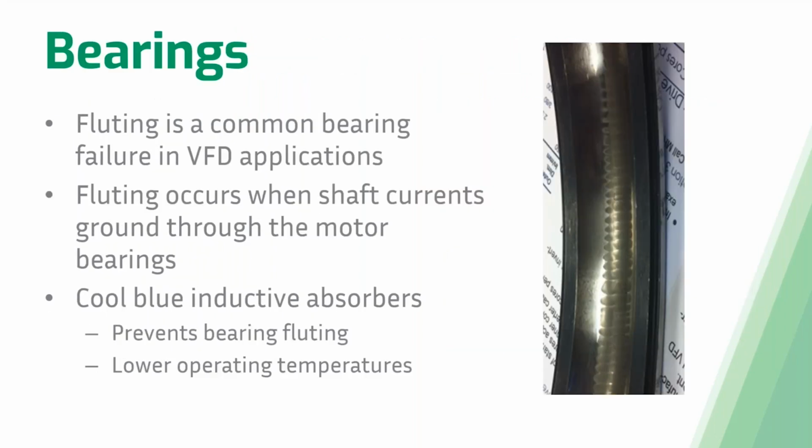Next up, we're going to talk about bearings with VFDs. Fluting is a common bearing failure in VFD applications, and that can be shown on the right here. You can see that the shaft currents from those VFDs have ground through that motor's bearings and caused a premature failure. That's what those grooves are in the side of that bearing. The way we combat this is by providing what are called Cool Blue inductive absorbers, which you can put around that pump wire. That's going to prevent bearing fluting, and it's also going to lower the operating temperatures of that pump, which is also going to contribute to longer life out of that pump.